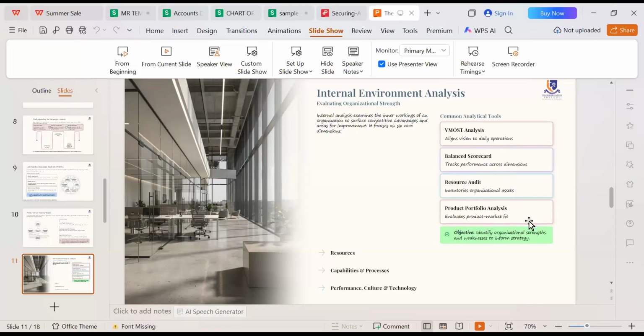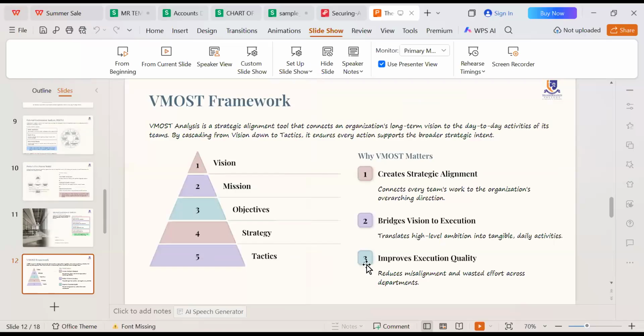And also the product portfolio analysis. We need to evaluate our product, the market, and all of that. This will help to put the strategic goal in place. So the VMOST framework is talking about, like I said, the vision, the mission, the objectives, the strategy and tactics, and how we can achieve the strategic goals of the organization.